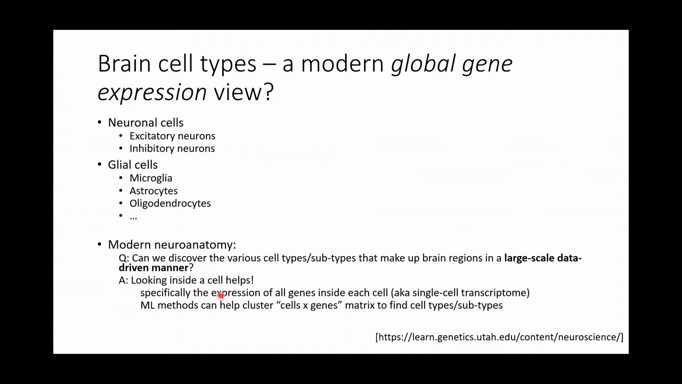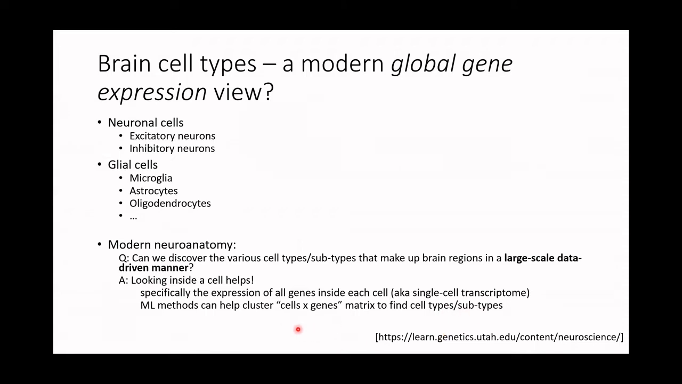And the answer is looking inside a cell, by looking at its molecular content, and not just one or two genes, but the overall set of all the genes in the genome. Okay, and that, as I said, is called the transcriptome. It is the expression level of all the genes, the activity level of all the genes inside a cell. And it is single cell because you're looking at each cell, not at an average of a bunch of cells, and looking at what genes are present within each cell. And then this is a huge data set. And that obviously means that we need computational methods, machine learning methods, to help cluster such data sets, the cells across genes matrix, to find cell types and cell subtypes.